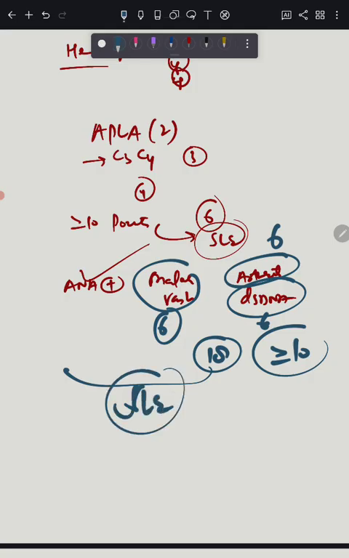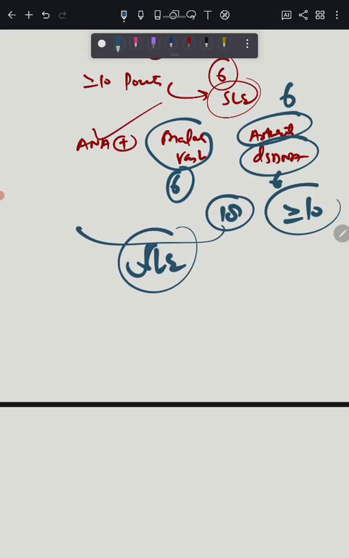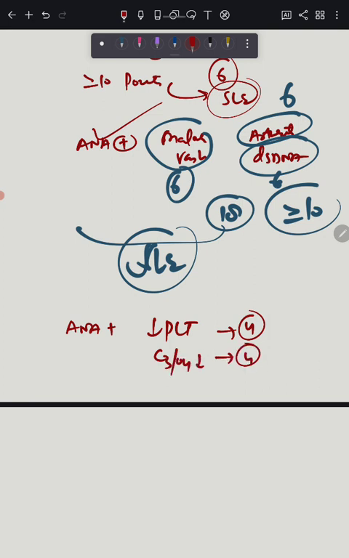Another example I can mention: a patient has ANA positive, plus a decreased platelet count, so there is thrombocytopenia, and it has 4 points. The patient has both C3 and C4 low, so it has 4 points. The patient has antiphospholipid antibodies, so it has 2 points. So the total becomes 10. So this is SLE.